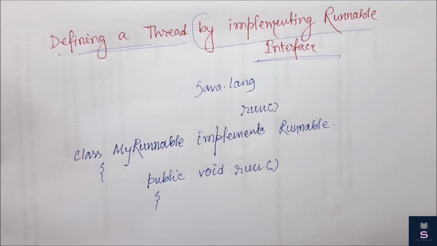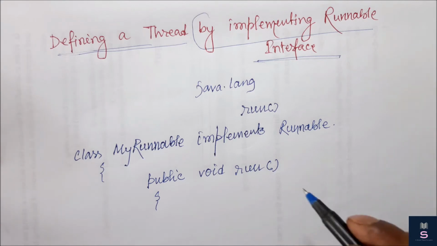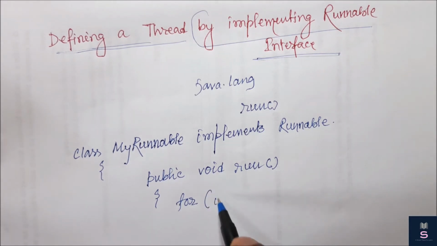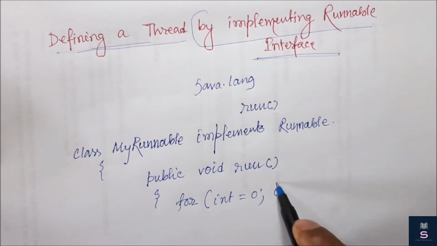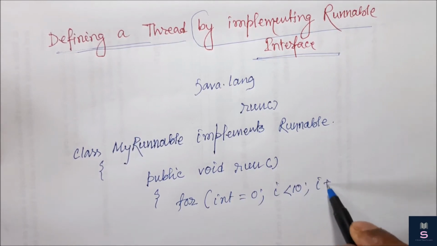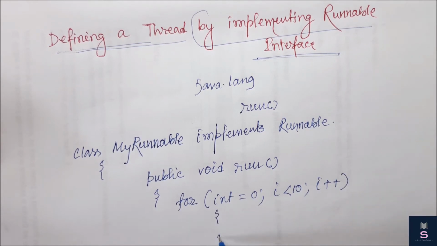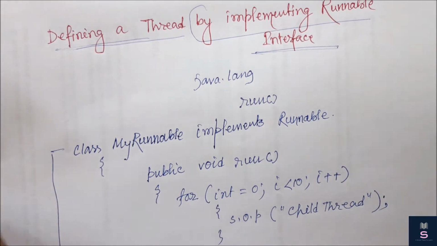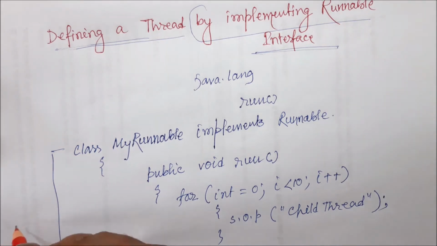Within the run method, suppose I am giving some task to the child thread. For example, I am just going to print "child thread" 10 times. So, for int i = 0; i < 10; i++, within the for loop System.out.println, I want to print the string "child thread". So, this is called defining a thread.